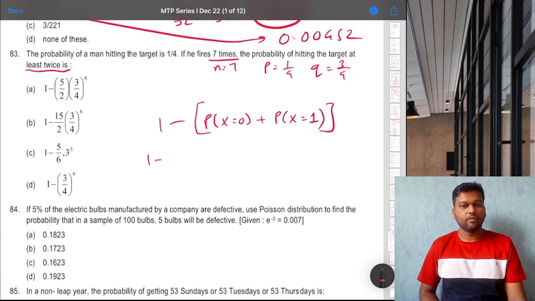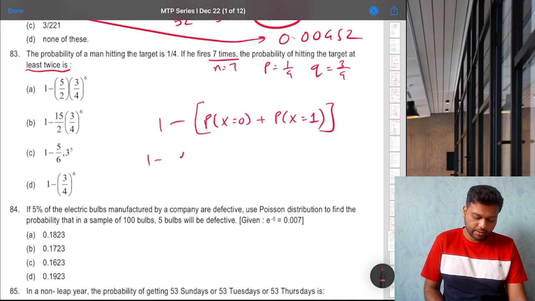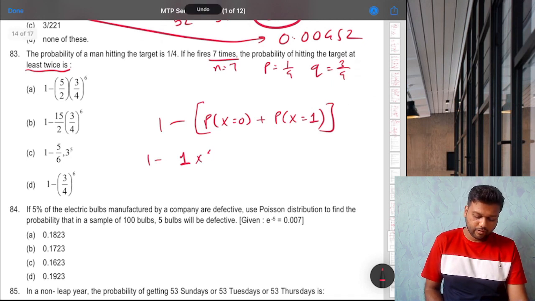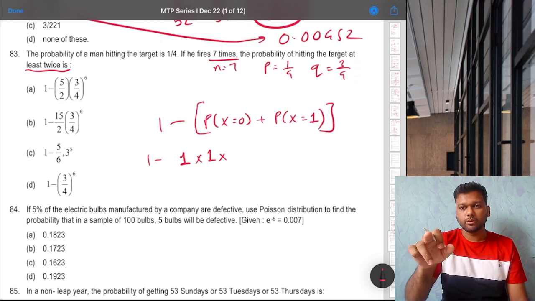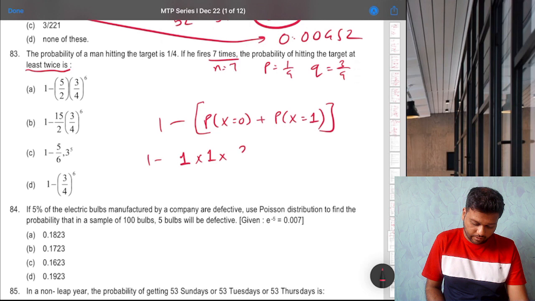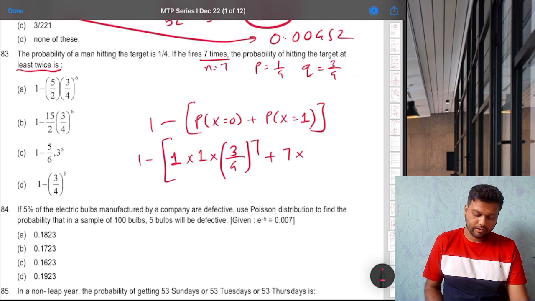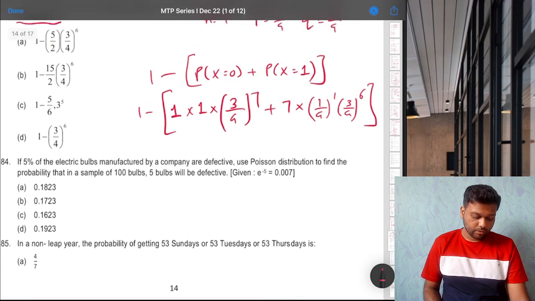So 1 minus, what is the probability that x is equal to 0? nCx, that is 7C0, 7C0 is 1, into p raised to 0, p raised to 0 is also 1, into q raised to n minus x, so that is 3 by 4 raised to 7, okay, fine, plus 7C1, that is 7, into 1 by 4 raised to 1, into 3 by 4 raised to 7 minus 1, that is 6, okay, fine. So this is going to be our answer.